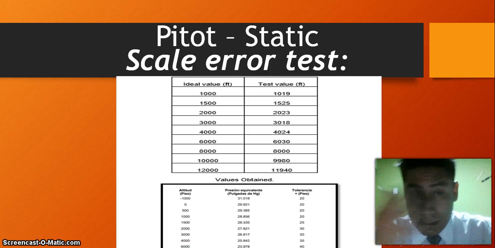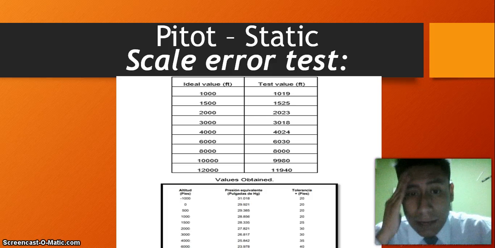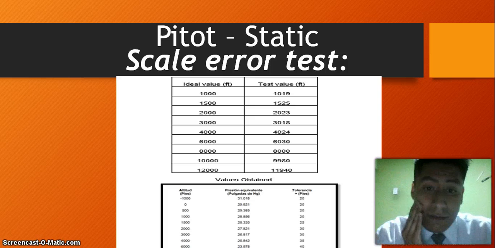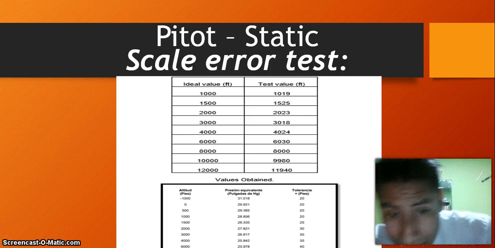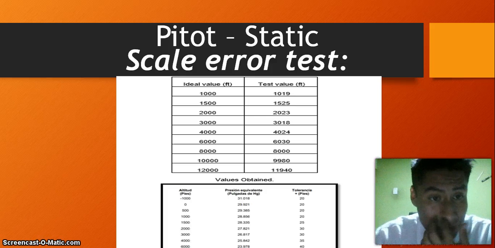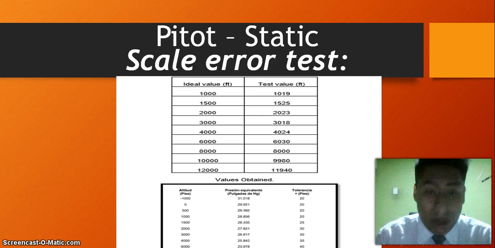We show all these values, and we have the table of the permitted tolerance. As can be seen, the error in each test point does not exceed the tolerance specified in the table. So it is concluded that the scale error test was executed optimally, giving indication that the equipment doesn't leak in its structure.